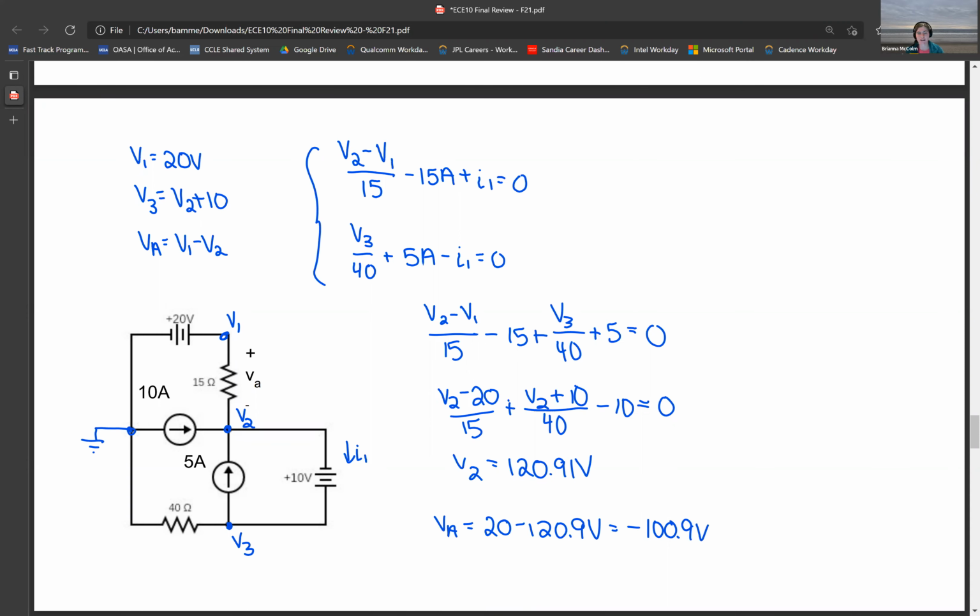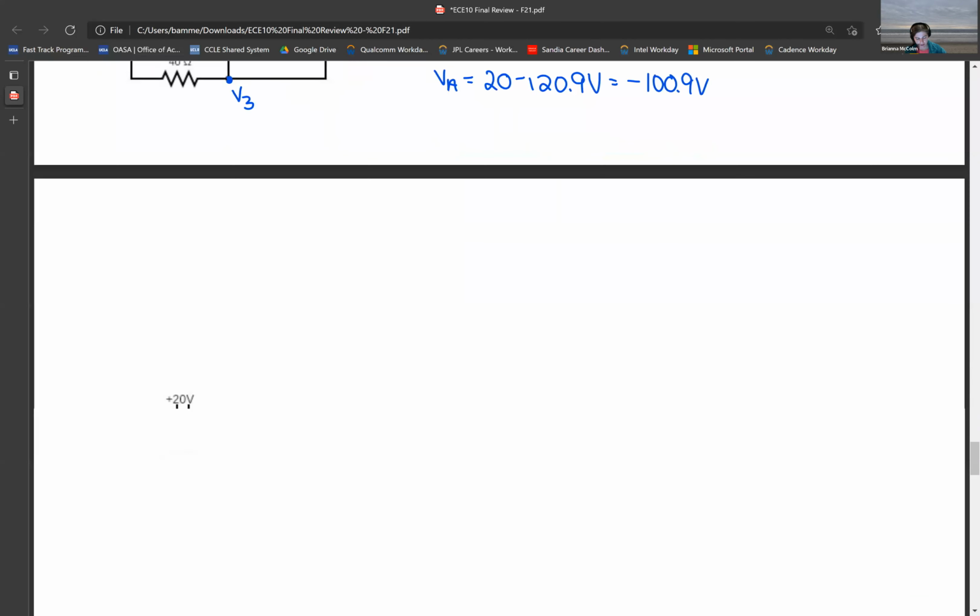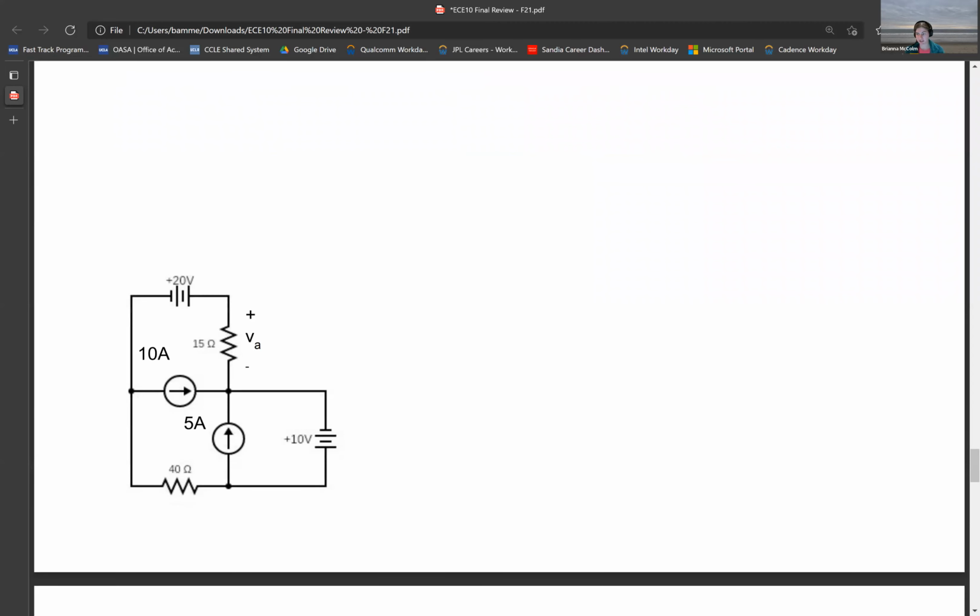That's something that if you get a problem like this and they have appeared on previous exams, you want to make sure that you're getting the same voltage throughout the problem. And so now we're going to redo this problem using mesh analysis.